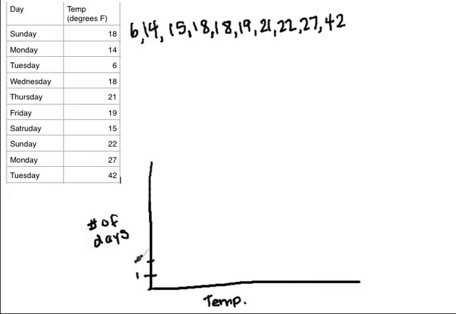1, 2, 3, 4, 5, and so on. Okay, so now it kind of looks more like a graph that you're used to seeing in math. Oops, I forgot my degrees. So I'm going from 0 to 10, 11 to 20, 21 to 30, 31 to 40, and 41 to 50.